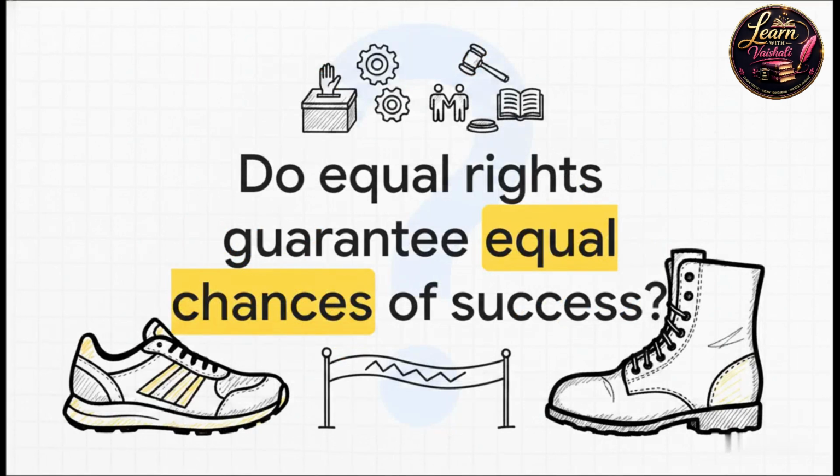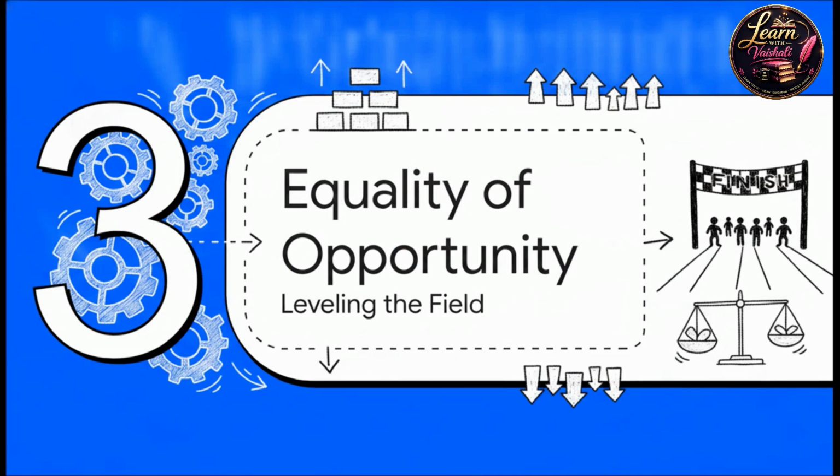We just covered those rights: political, social, economic, legal. But is simply having the right to do something actually enough to guarantee you can achieve it? Think about it this way. If we both have the right to run a 100-meter dash, but you're wearing top-of-the-line premium running shoes, and I'm forced to wear heavy, clunky boots, is that really a fair race? Which perfectly transitions us into Section 3, Equality of Opportunity.